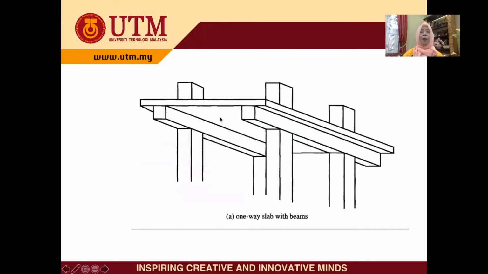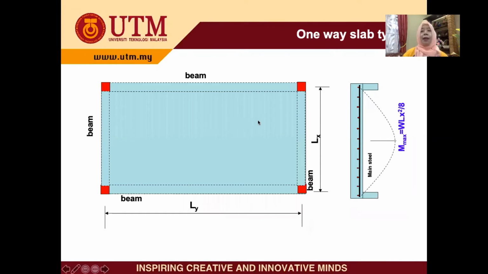This diagram shows you the one-way slab with the beam. We can see here this is the slab and this is the beam. This is a one-way slab because we don't have a beam here at the end. So this is the beam. This is the beam. So this is a one-way slab.